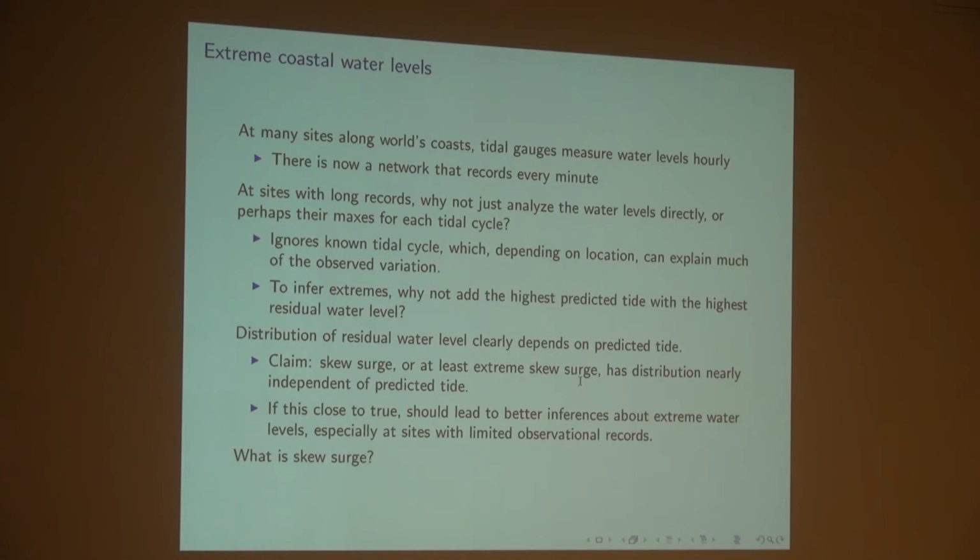Okay, so some time ago there's been a claim, and there's a bunch of papers that try to support this, that something called skew surge, which I will define in the next slide, is independent of the predicted tides. And so if you had the predicted tides and skew surge, and they were independent of each other, then that would make this problem of trying to make inferences about what are realistic extreme high water levels, while still using the predicted information, much easier to do. So it would be great if it were true. All right, so let's look at this a little bit.